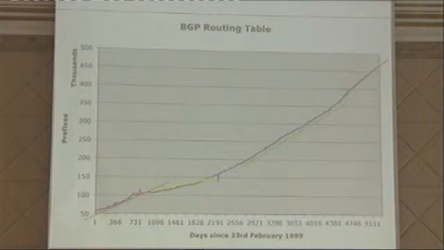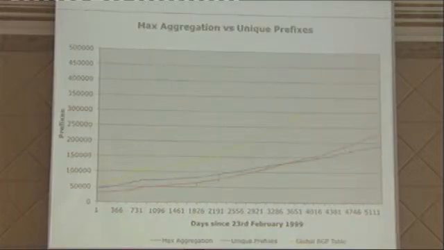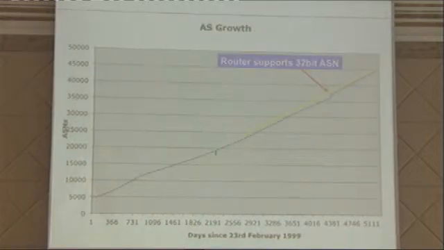That coincided with IANA running out of v4 address space and APNIC going into the final /8 a couple of months later. So that's contributed to the increase in the routing table growth. AS growth has been pretty even. The interesting thing here is that's when the router was upgraded to support 32-bit AS numbers.